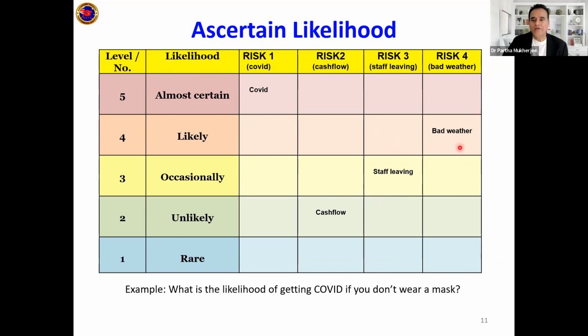Similarly, bad weather in a project, you can say, oh, it's a rainy season. I'm quite sure there will be rains and disruptions. So it's quite likely there will be weather disruptions. So I'll plan for it. So I'll keep extra days.